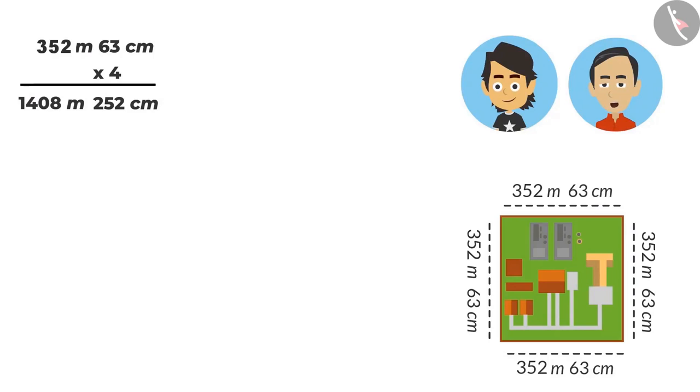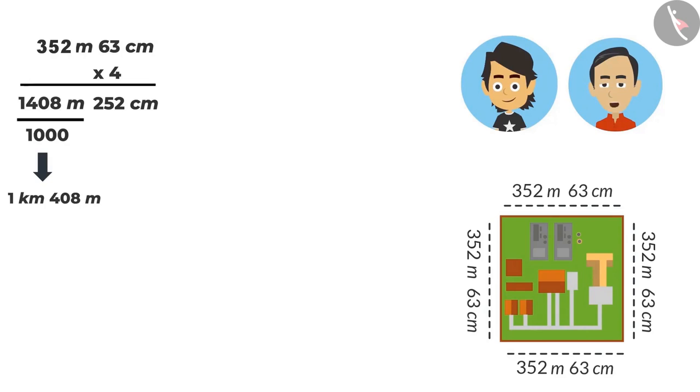According to calculations, what you have said is correct, Ayushman. But it can be written in a better manner. How? Look, in the values in meters, you have written 1408 meters. But because it is more than 1,000 meters, it can also be written in kilometers. Oh yes, I did not think of this. I'll do it now. To convert 1408 meters into kilometers, it will be divided by 1,000. Yes, so what is the answer? The answer is 1 kilometer 408 meters.